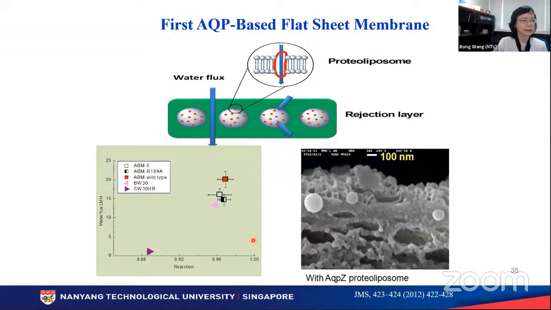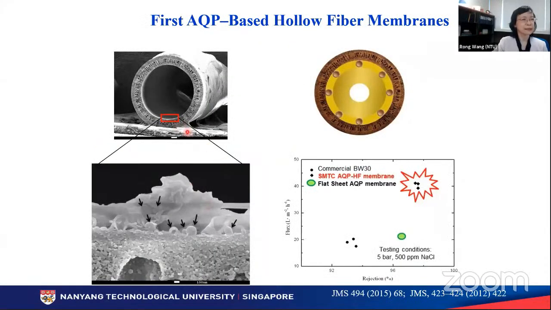This is the early stage work. We incorporated the aquaporin-containing vesicle into the selective layer of the membranes, and we got a flat sheet membrane. The water permeability of this membrane was enhanced by 50%. We further improved the formula and incorporated aquaporin into the selective layer of hollow fiber membranes. For membrane performance, water permeability was doubled, and it still maintained high salt rejection.